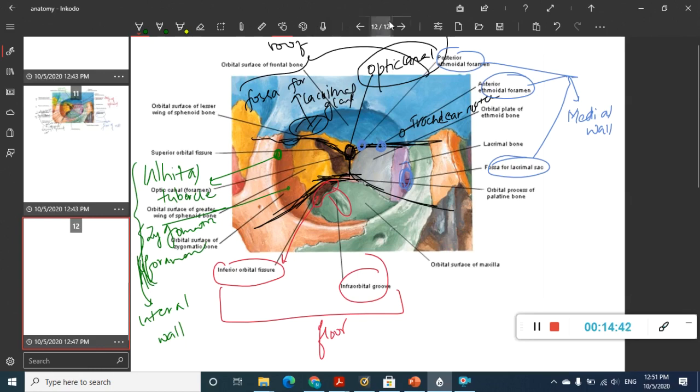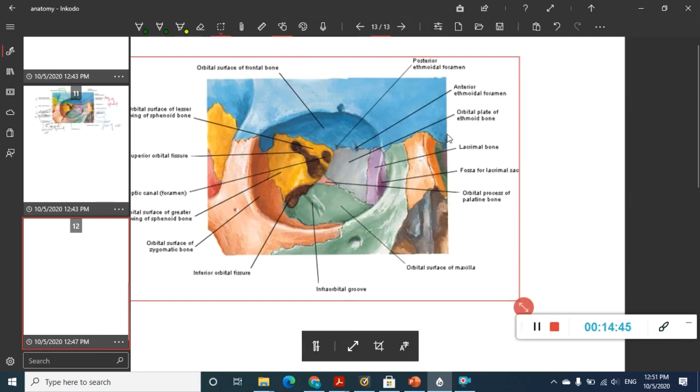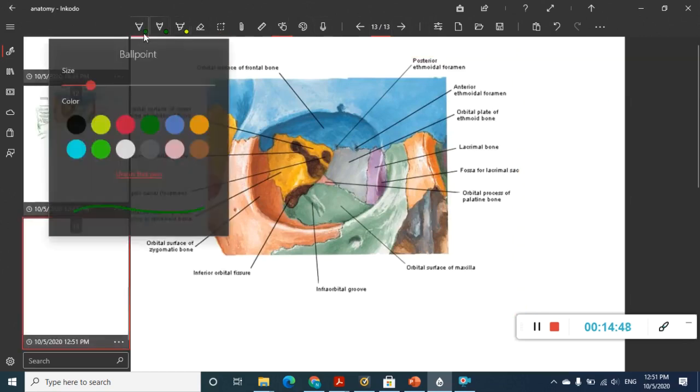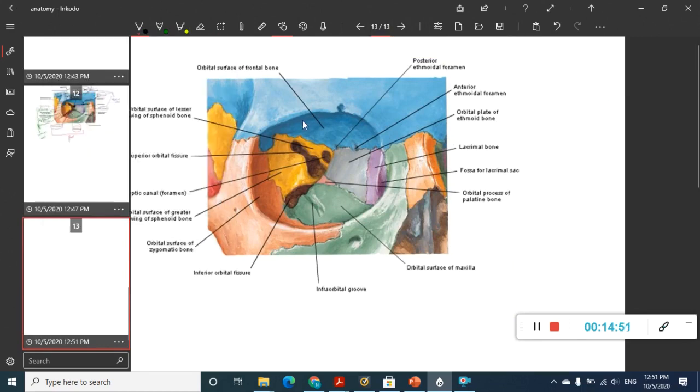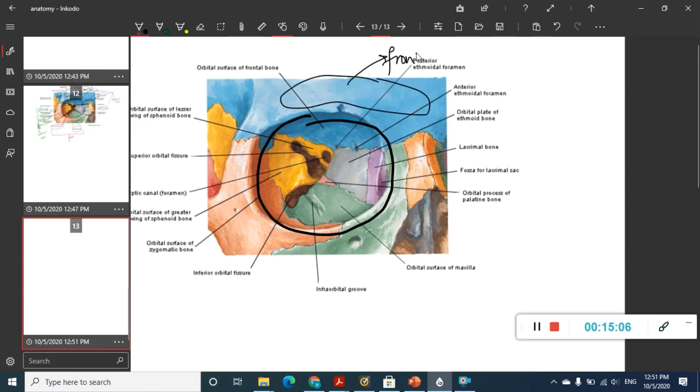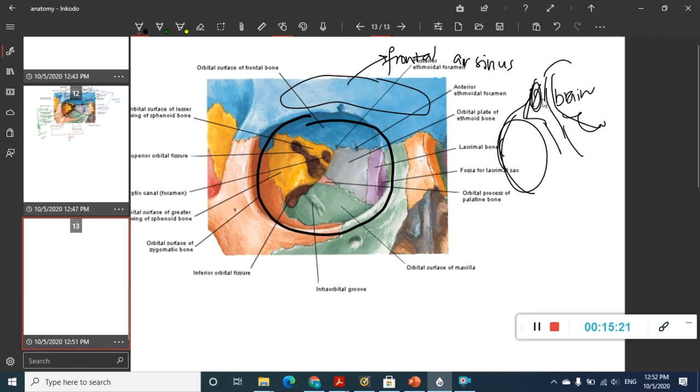Now once we have learned about the components of the orbit, let us see the relations of the orbit and end today's class. This is the orbit. Above the orbit, what are you going to see here? You see the frontal air sinus. You have the orbit here, this is the frontal air sinus which you see, and here you have the brain. You see the anterior cranial cavity and the frontal sinus above.